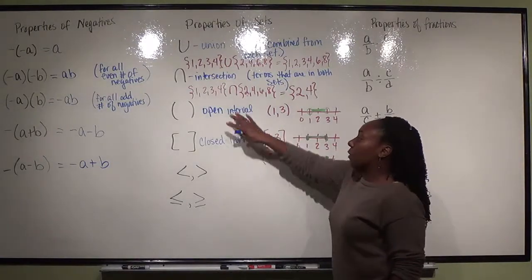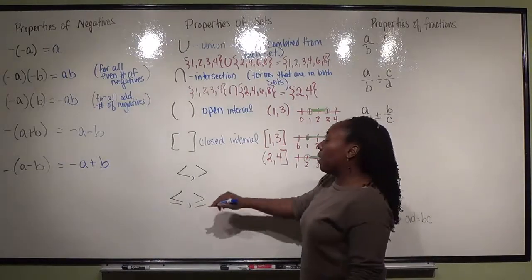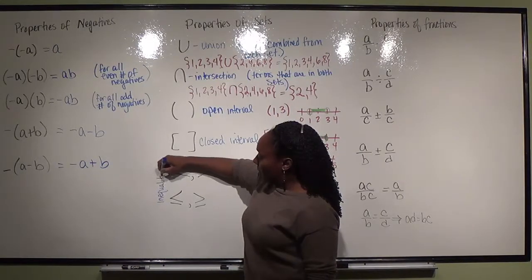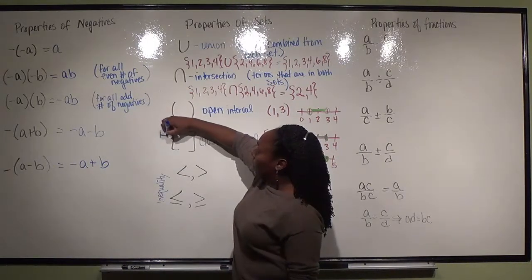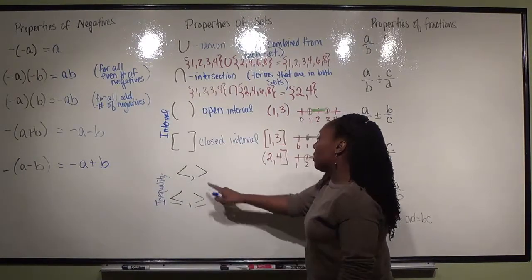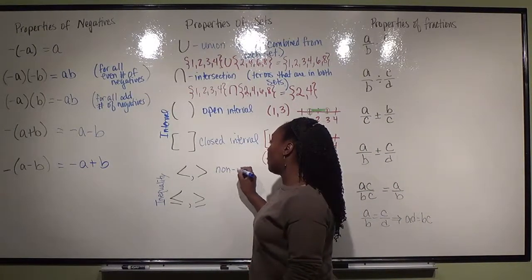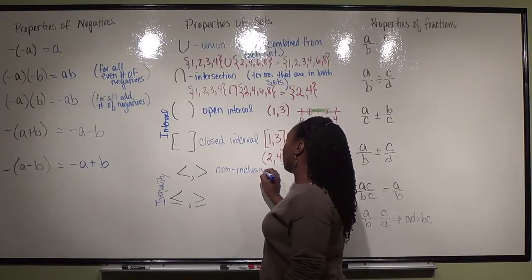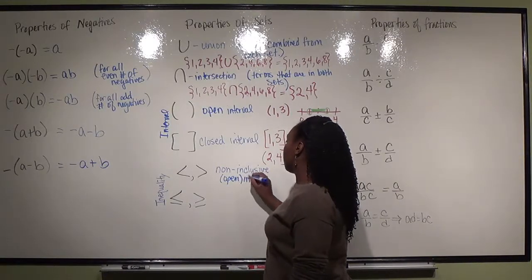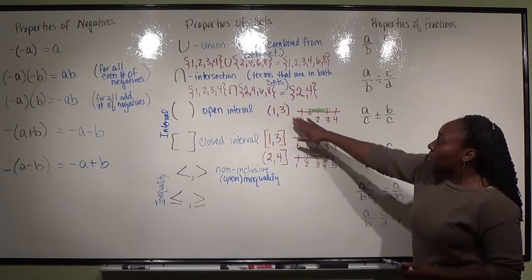Now these symbols are very similar to our open and closed interval. The only difference is it's a different notation. These are what we call inequality notation. These again are what we call our interval notation. Okay, so here, this first one is what we call open inequalities or non-inclusive inequalities, and it works just like this.